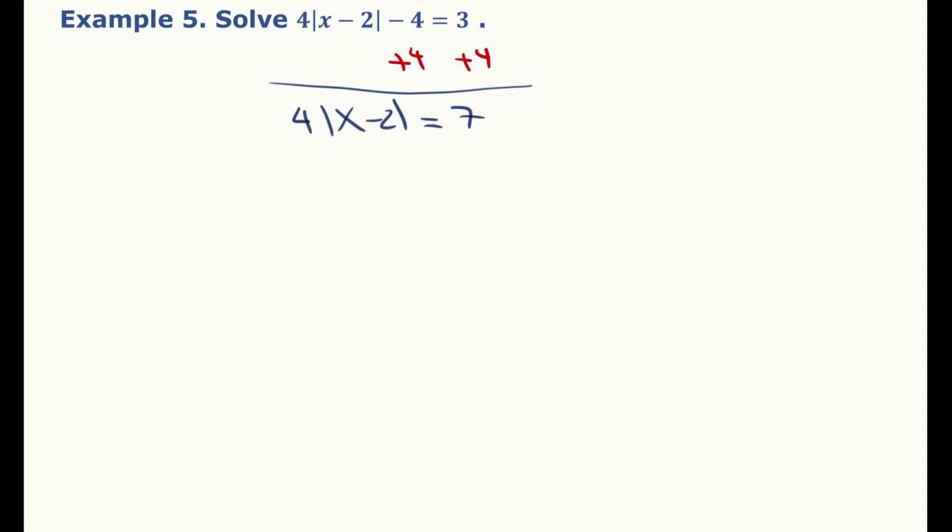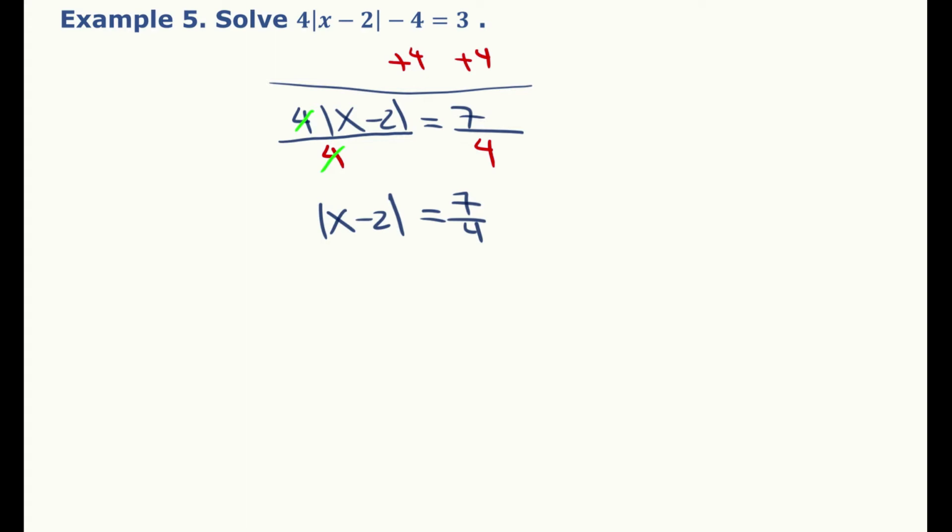So now we're going to go ahead again and isolate this absolute x minus 2. That means we're going to divide both sides by 4. And notice that here, of course, we can do that because this is like 4 times absolute x minus 2. So we can go ahead and cross cancel like so. And we end up with absolute x minus 2 equals 7/4.